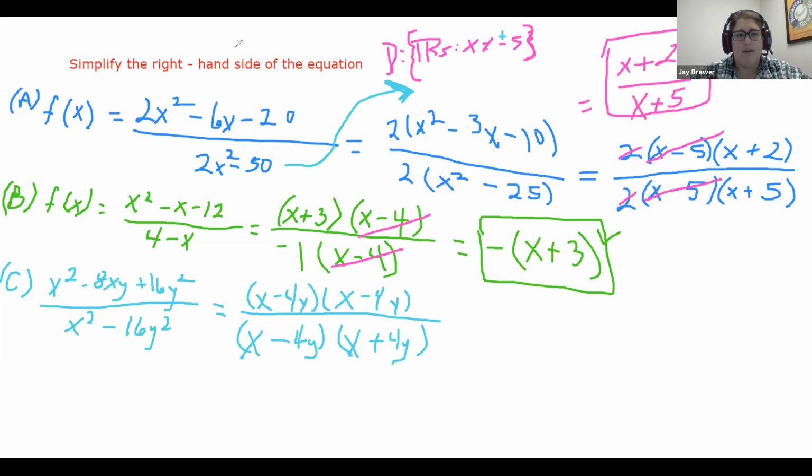Can we get rid of anything? Does anything cancel out? Yes. So I'm going to cancel out this one and this one. And that is going to leave us with x minus 4y over x plus 4y.